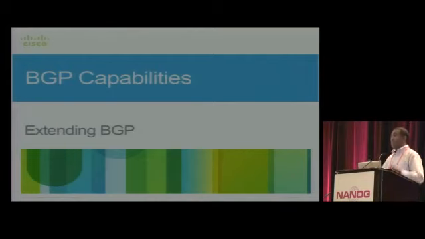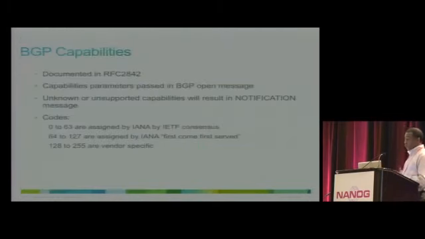So when the session is brought up, they understand what types of capabilities each side is capable of doing and not doing. The capabilities are documented in that RFC, and the parameters are sent through the BGP open message. Values 0 to 63 are assigned by IANA, 64 to 127 on a first come basis, and then 128 to 255 is for private use, vendor specific use.